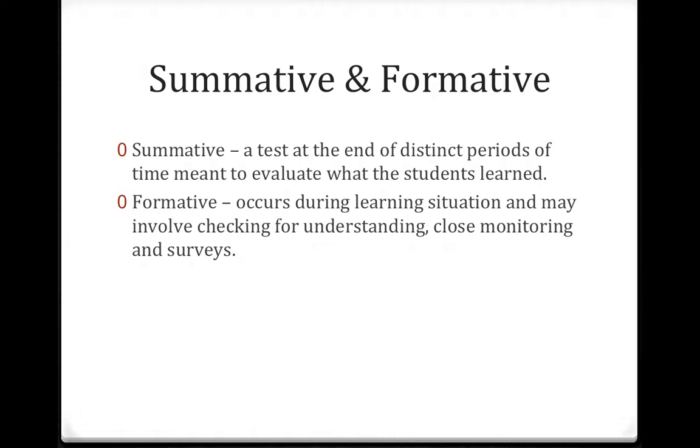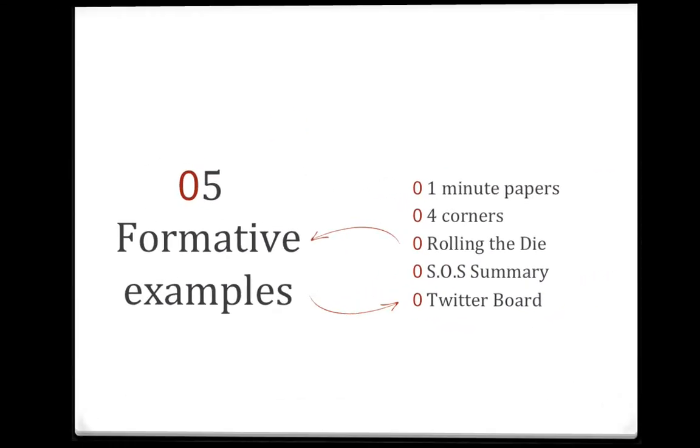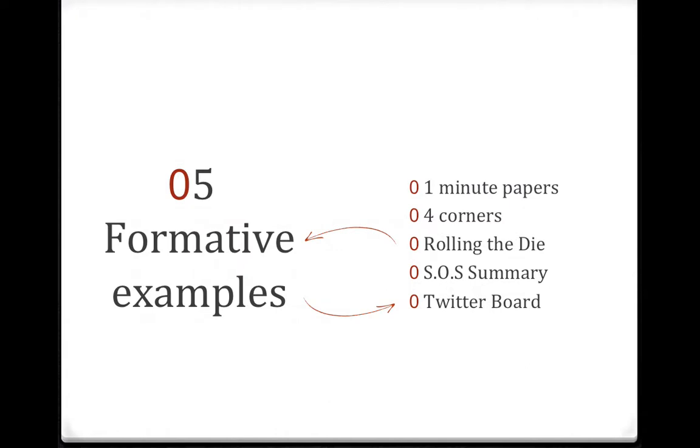So, summative and formative. Summative is a test at the end of distinct periods of time meant to evaluate what the students learned. Formative occurs during a learning situation and may involve checking for understanding, close monitoring, and surveys. So these are my 5 formative examples: 1-minute papers, 4 corners, roll the die, SOS summary, and Twitter board.